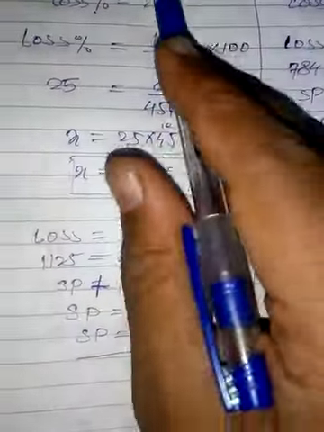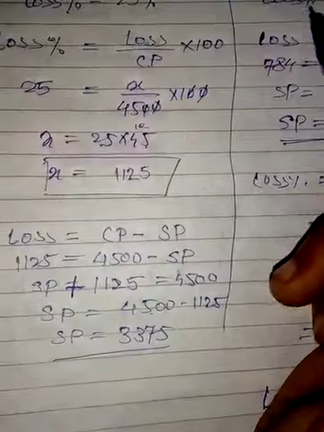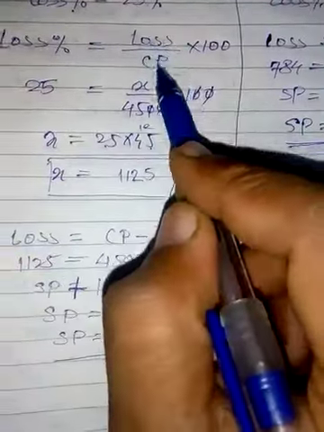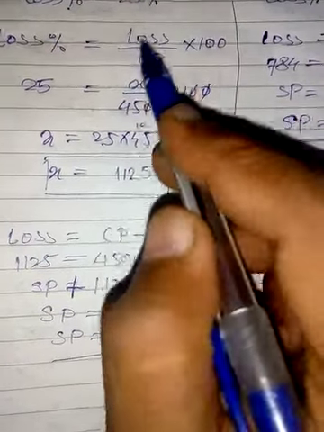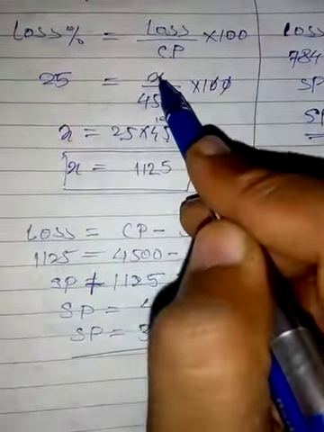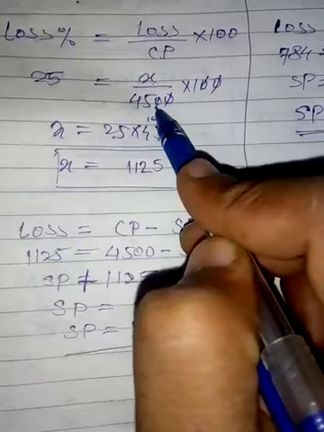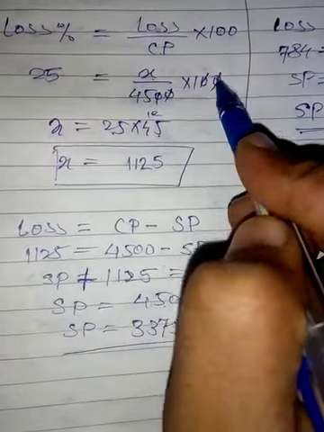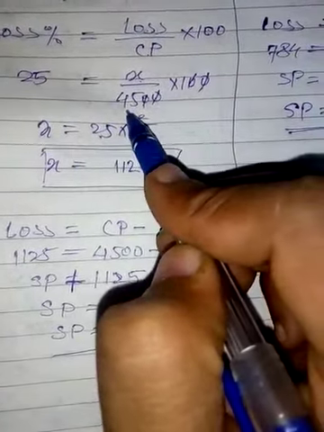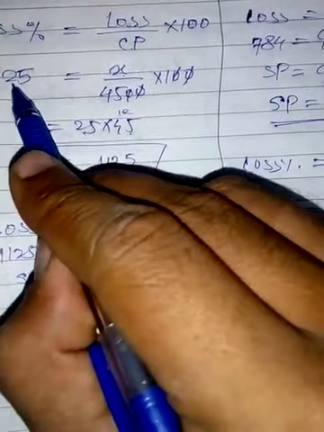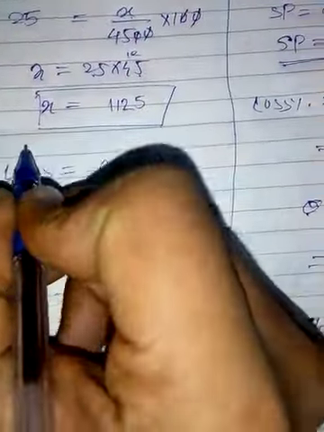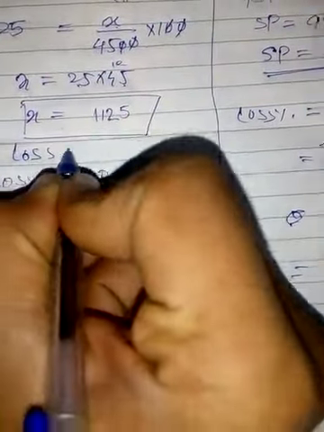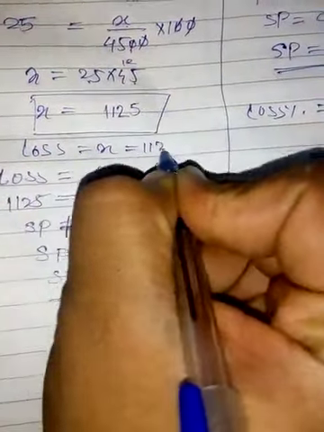So what is the formula of loss percent? Loss percent is equal to loss upon CP multiplied by 100. So we will find the loss with the given loss percent. Put the value of loss percent: 25 is equal to X upon 4500 multiplied by 100. The 00 cuts, X upon 45, so this 45 will multiply this 25. So we will get the value of X. X is nothing but the loss. So loss X is equal to 1125.